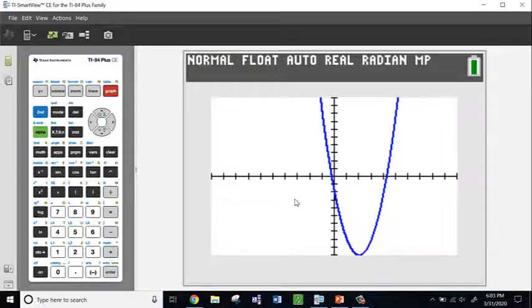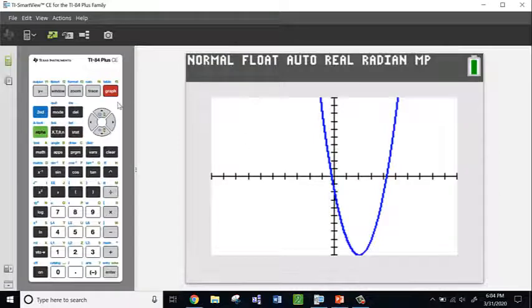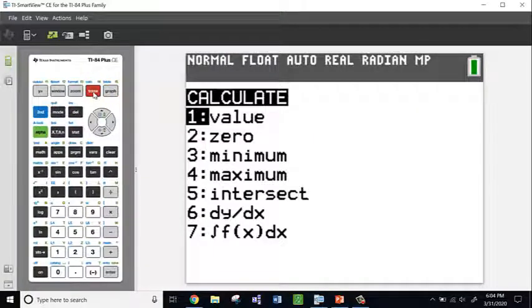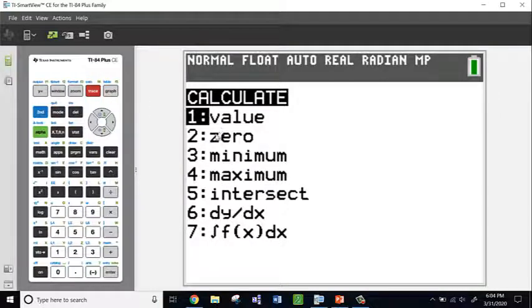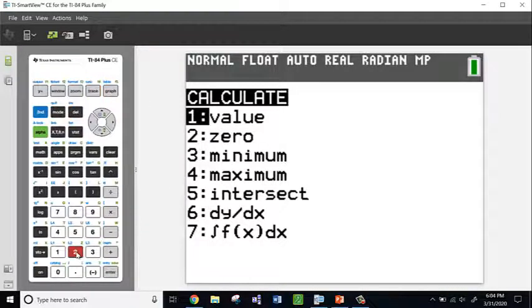So in the past, the only way you would have been able to do some of these problems would likely be to either factor or use the quadratic formula. But now you can hit those buttons, second, trace. We want to find an intercept. Well, another word for intercept is 0. So I'm going to hit 2.